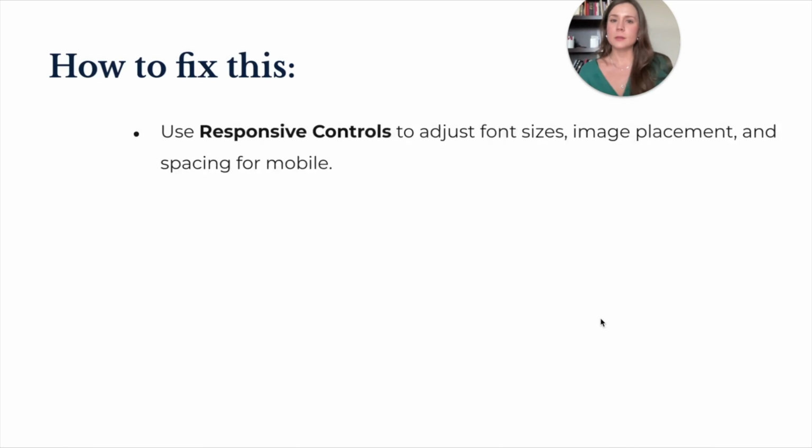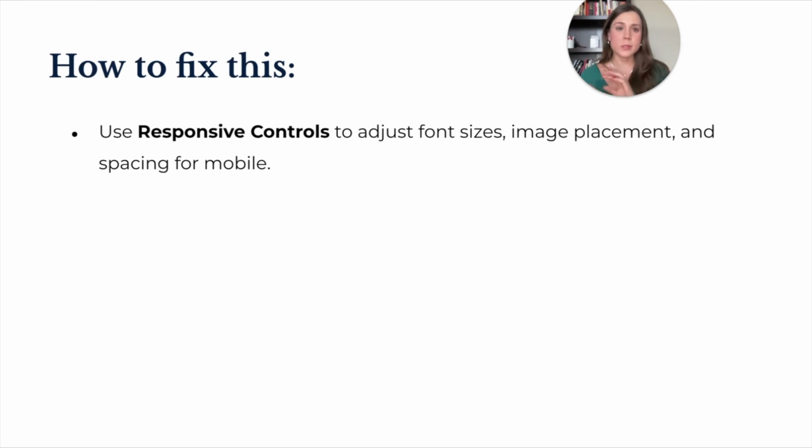So how do we fix this? Use responsive controls in your page editors to adjust font sizes, image placement, and spacing for mobile. Now again, a lot of page builders do this automatically to the best of their ability, but it's really important to go in and check it manually to make sure it looks as good as it possibly can for your mobile readers.